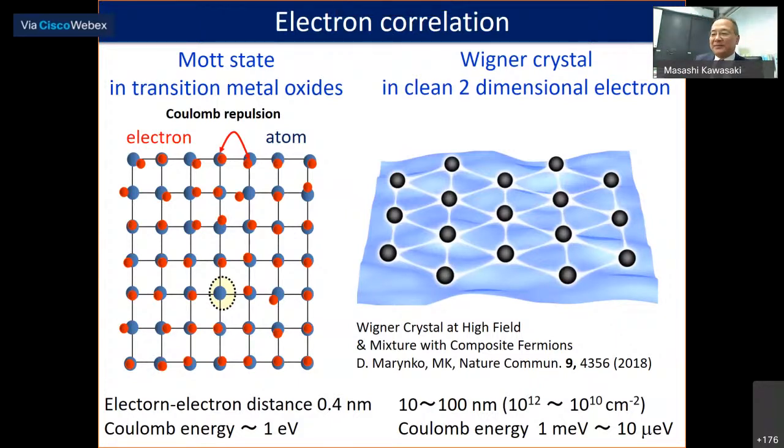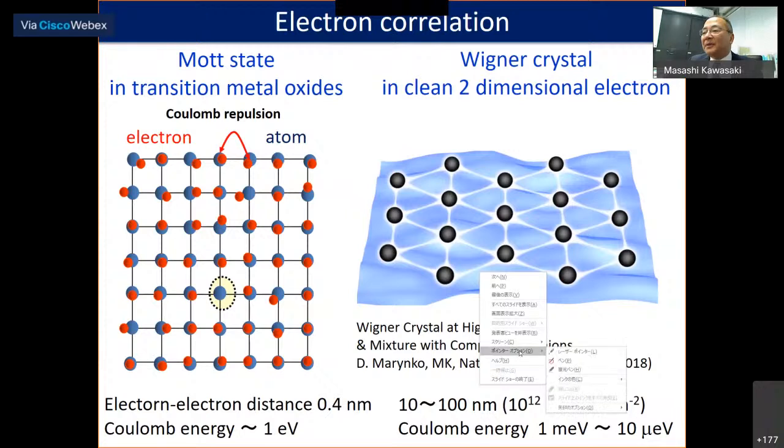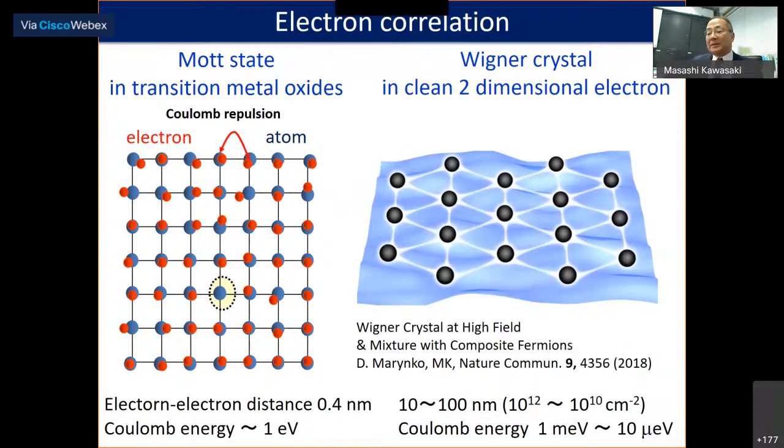What about in zinc oxide? As I told you, in zinc oxide the electron distance could be something like 10 nanometer or 100 nanometer. So I'm talking about a charge density of 10 to the 10, a very, very dilute electron system. Here, the electron distance is 100 nanometer, so the Coulomb energy is something like 10 microelectron volt. In that case, it was 1 electron volt and 4 angstrom. In our case, the correlation energy is 10 microelectron volt, and the electron distance is 100 nanometer.